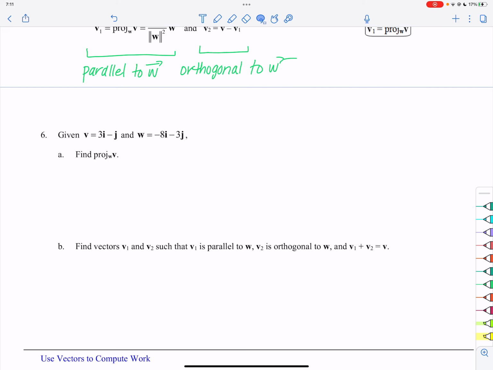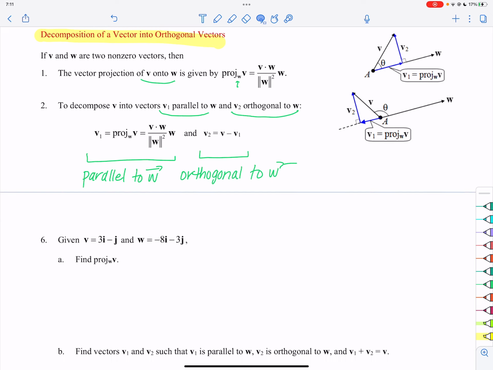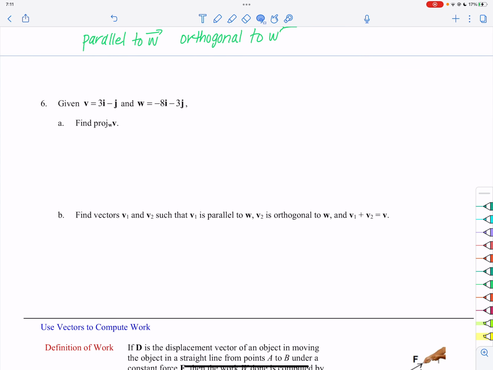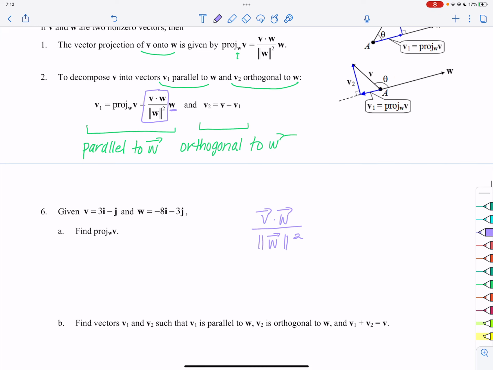So let's see, in number 6, we're given vector V and vector W, and we're going to go ahead and find the projection of vector V onto W. Okay, well, let's go ahead and first find this. And remember, if you can see right here, that is going to be this part of the projection, okay? And then we will multiply that by vector W.